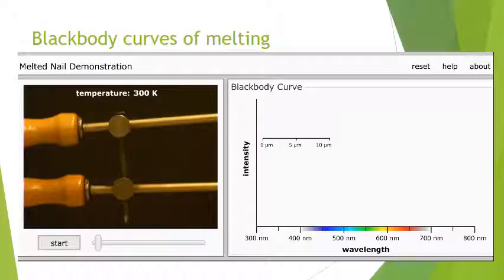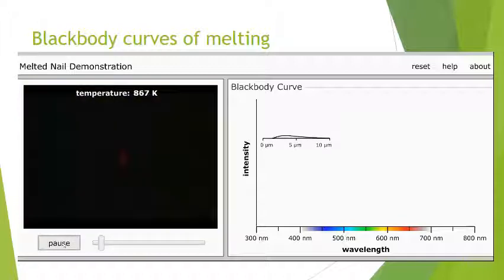Okay, so let me give you a quick simulation or demonstration of these different black body curves. Notice again, we've got a graph here that's just going to show the intensity of the light versus the wavelength. And we've got a nail that's connected between two electrodes. We're going to run current through the nail and make it get really, really hot, to the point where it's going to glow. So I'm going to hit the start button, and we'll see what happens.